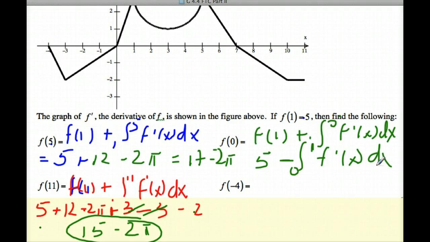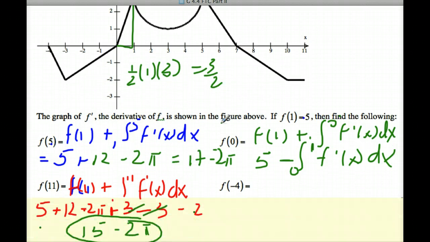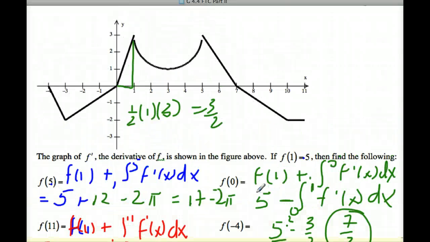So I take a look at the integral from 0 to 1, and I notice I have a little triangle right here. I get 1/2, the base is 1, the height is 3, so that gives me 3/2. And so what we get is 5 minus 3/2. And if I want common denominators, 10 minus 3 is 7 over 2. Good.